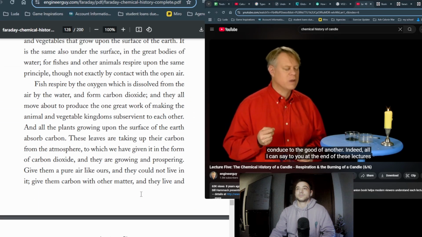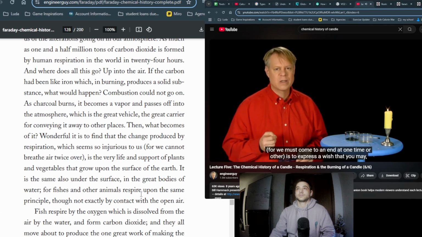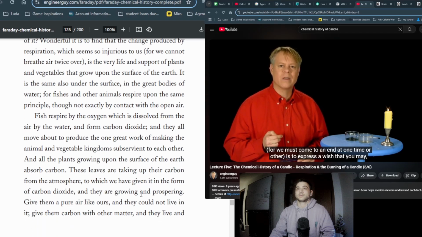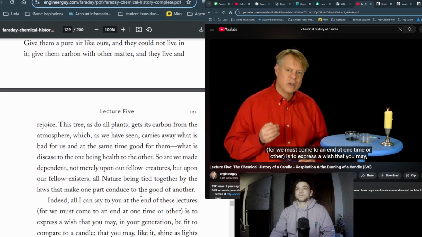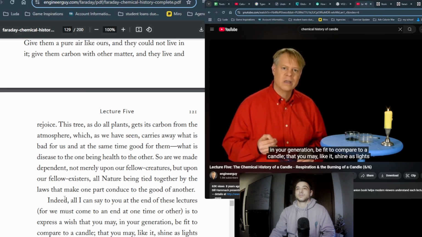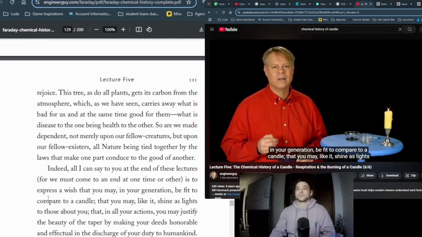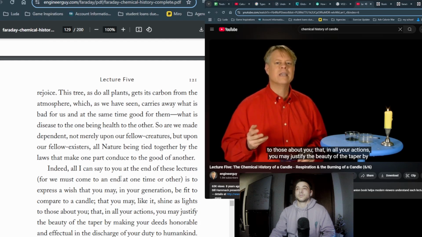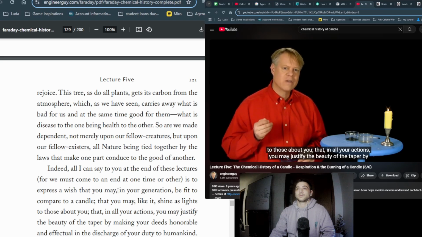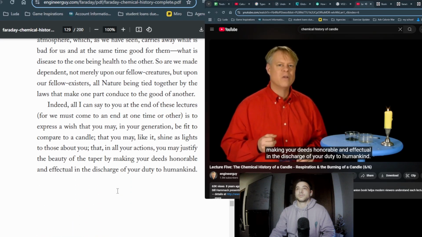Indeed, all I can say to you at the end of these lectures, for we must come to an end at one time or other, is to express a wish that you may, in your generation, be fit to compare to a candle, that you may, like it, shine as lights to those about you, that in all your actions you may justify the beauty of the taper by making your deeds honorable and effectual in the discharge of your duty to humankind.